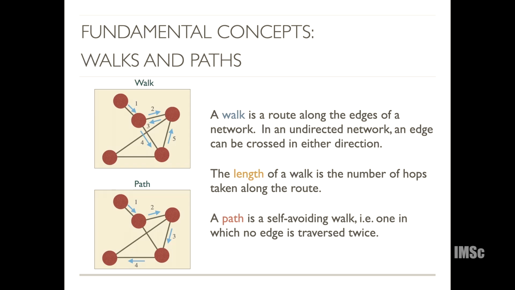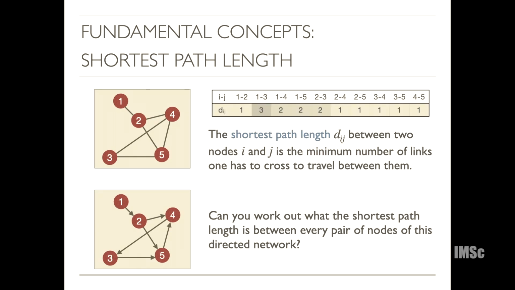Right? And a path is a self-avoiding walk, which means one in which you don't go along any given edge twice, right? So for example, here is a path because I'm going from here to here, I go 1, 2, 3, 4, right? So I don't cross any particular edge twice. And paths become very important in a second when talking about things such as the shortest path length, okay?